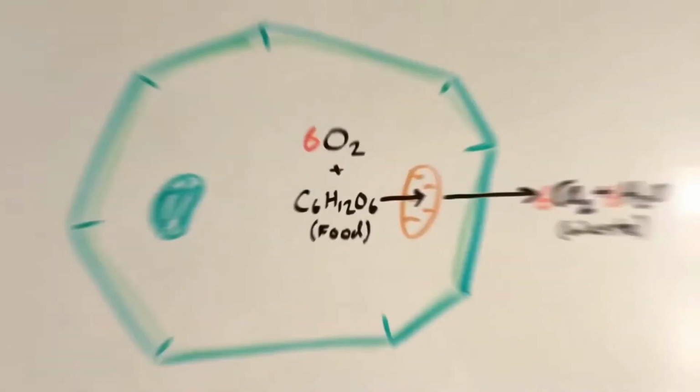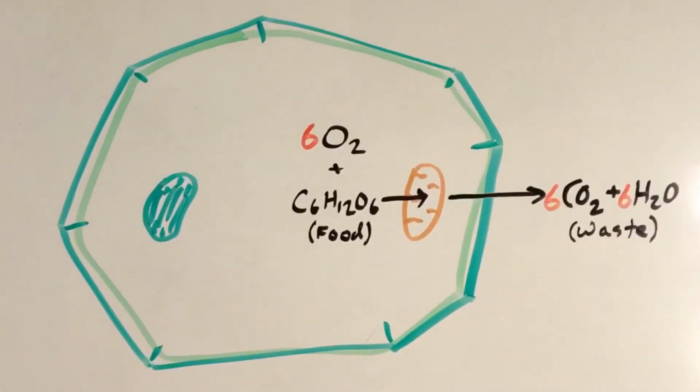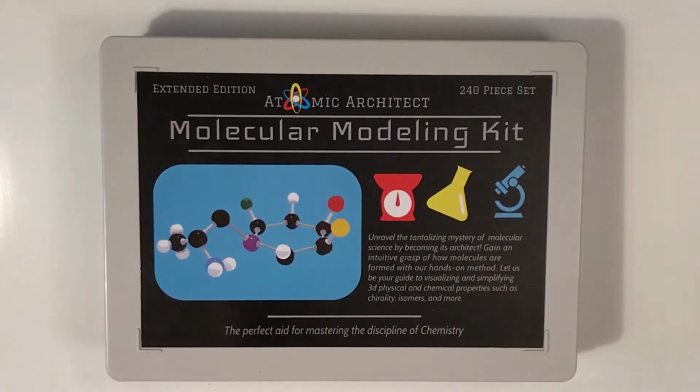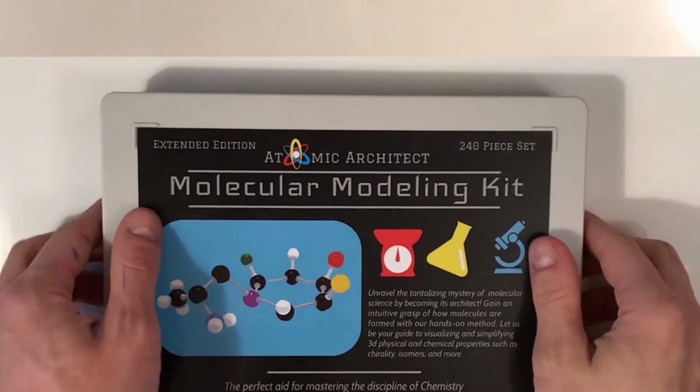But if we look at our model as it stands right now, something isn't quite right with our reaction for photosynthesis. Notice that we've got CO2 coming into the chloroplast and sugar is being produced. But sugar contains hydrogen, while CO2 doesn't. That means our reaction for photosynthesis is not balanced. Let's see if we can resolve this issue using our molecular modeling kit.